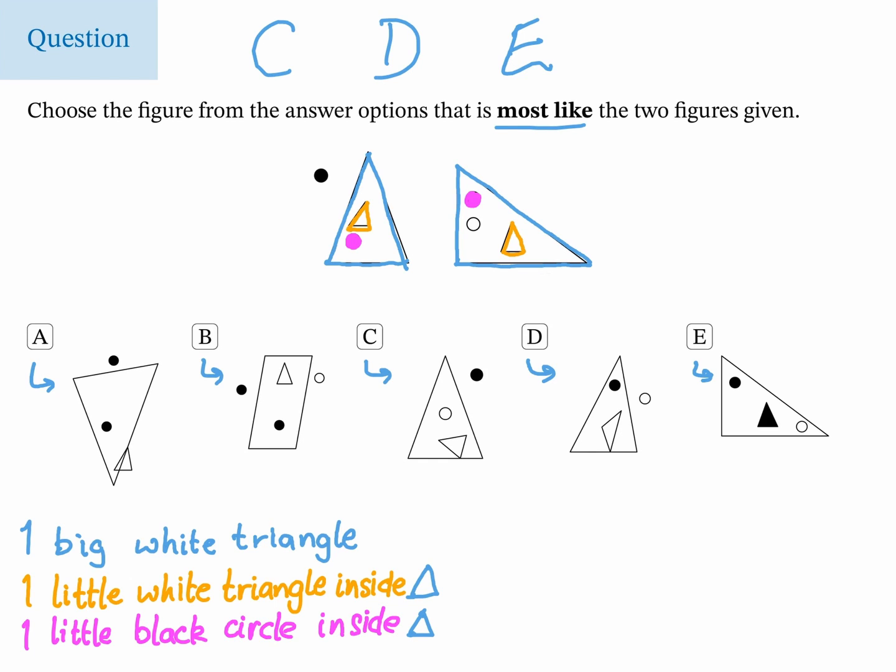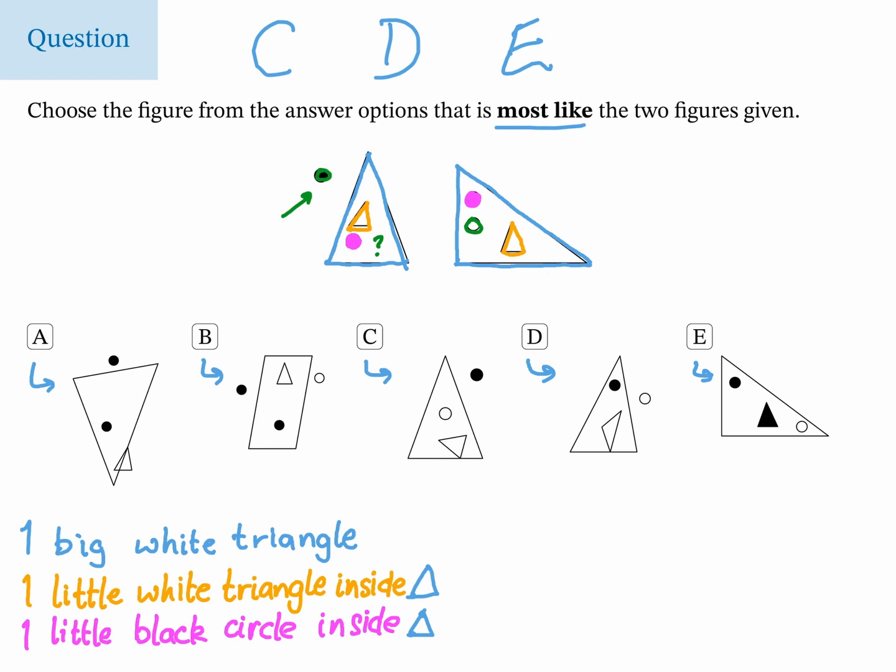Then we can take a look at some of the other features. Now, in the first figure, we notice that there's a black circle outside the big white triangle. But in the second figure, we don't have a black circle outside the big white triangle. And similarly, in the second figure, we notice that there's a little white circle inside. But we don't have a little white circle inside the first white triangle. So these are not things that are similar across the two figures we've been given.